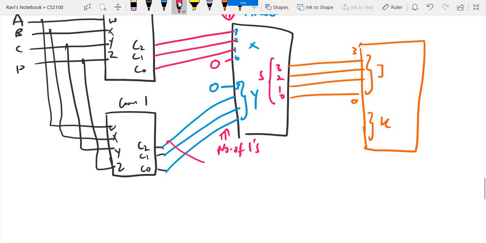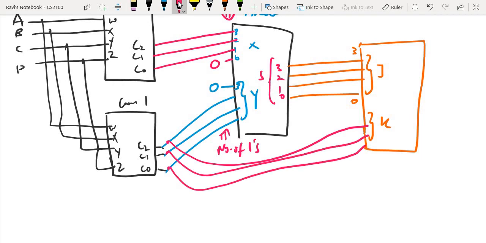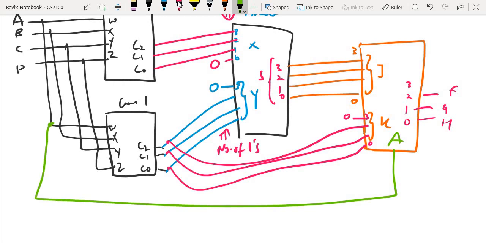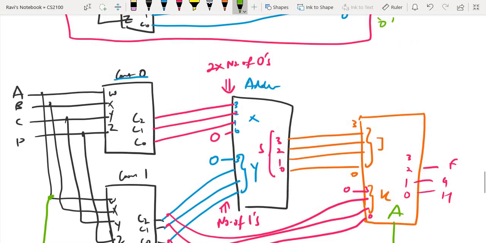The 2 comes here, the 1 comes here, and the 0 comes here. And this is 3 down to 0 over here. And the output here is again the same thing, 3, 2, 1, 0. This is your F, G, and H. And the selector here is your A, which is this A over here. So it is the same output that you will generate, except the approach is different.